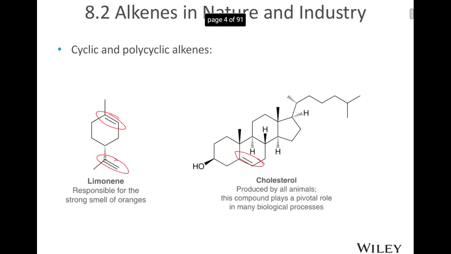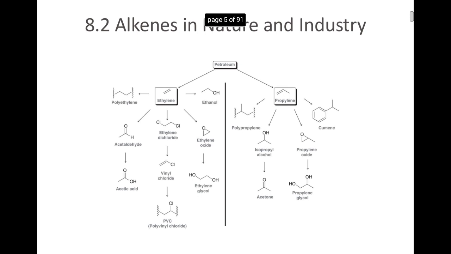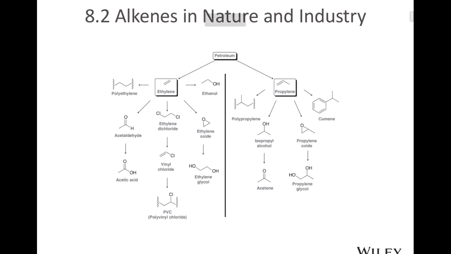So alkenes in nature and industry, you could spend a lot of time looking at alkenes in nature, and you see here in limonene, there's a couple of double bonds. In cholesterol, if you've studied cell membranes in biochemistry or biology, you would have heard of cholesterol and probably seen the structure, which also contains one carbon-carbon double bond. Also, alkenes are found in industry, so from crude oil, we produce or isolate ethylene and propylene, and then there's a whole host of compounds that can be made from those two compounds.